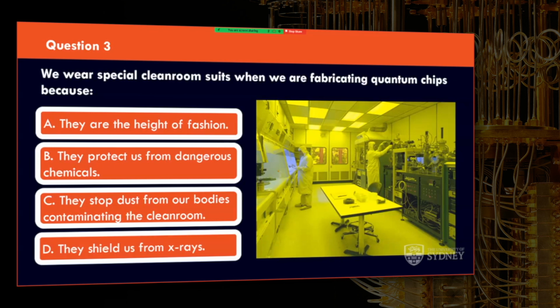All right, who's for A? That is true, to be fair. Who is for B? Well done, this is a common misconception. Who's for C? And D?